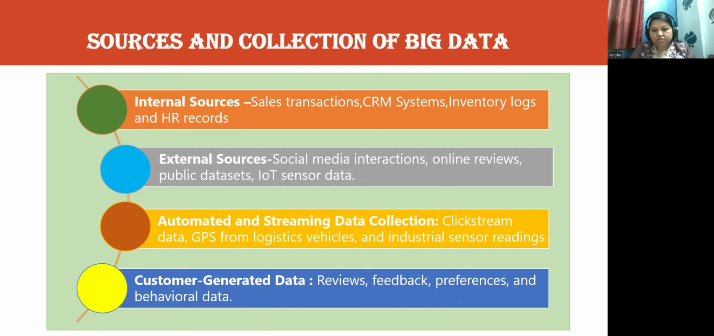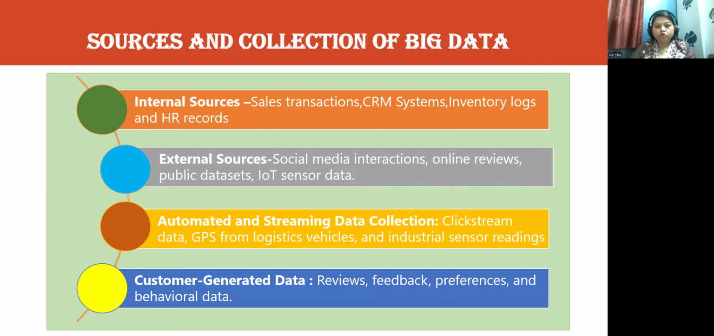Now, what are external sources? Social media interactions, online reviews, public data sets, IoT sensor data. So, these are the external sources. For example, airlines monitor social media to judge passenger sentiment and adjust service strategies. Next is automated and streaming data collection. This data is collected from clickstream data, GPS from logistic vehicles, and industrial sensor readings. Ola and Uber collect real-time location and ride request data to optimize routes and predict demand peaks.